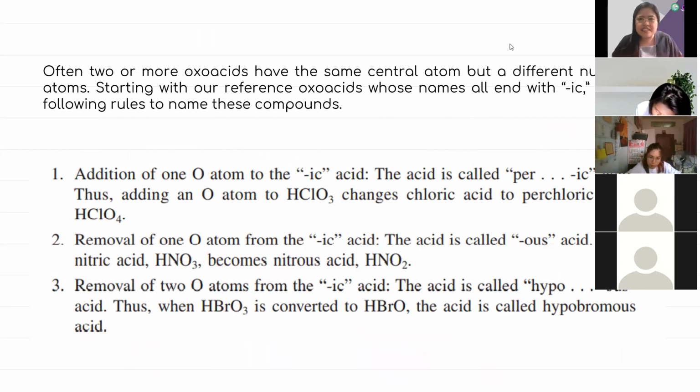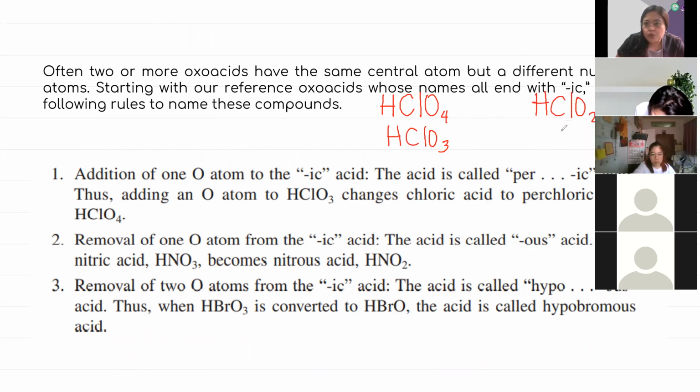Now, another thing that you have to take note of for these oxoacids: there are a lot of oxoacid classes that have the same central element. Let me give you an example. HClO4, HClO3, HClO2 and HClO. These are all acids. They have hydrogen, they have chlorine. What's their difference? The number of oxygen.